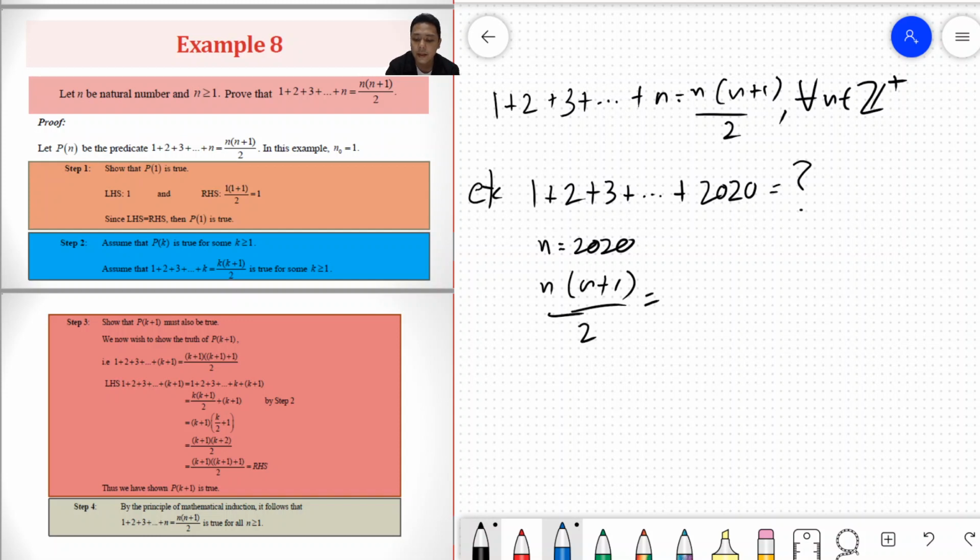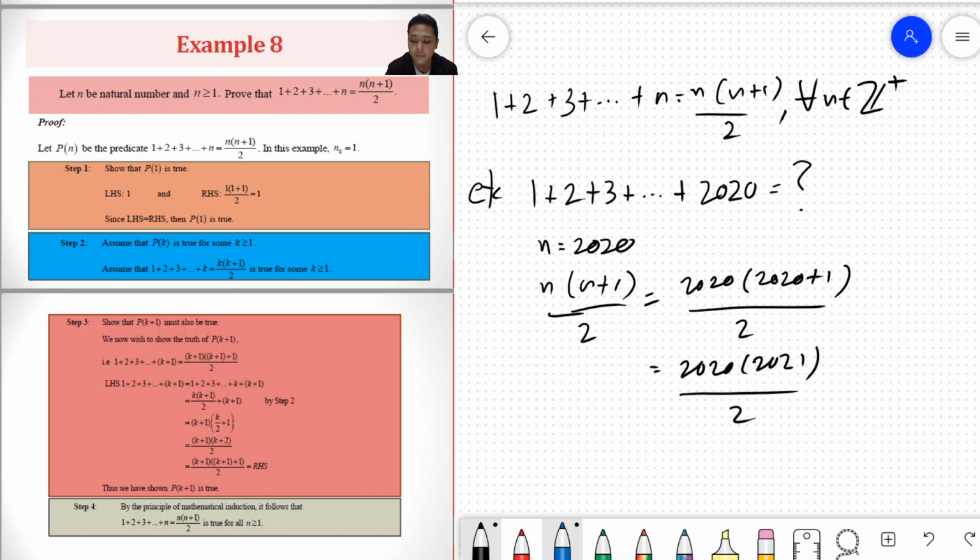n times n plus 1 over 2 is equivalent to 2020 times 2020 plus 1 over 2. It becomes 2020 times 2021 over 2. And then you put it in the calculator, and you will get the answer very quickly.